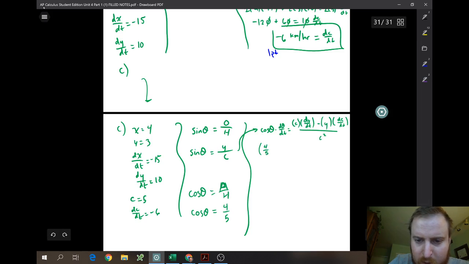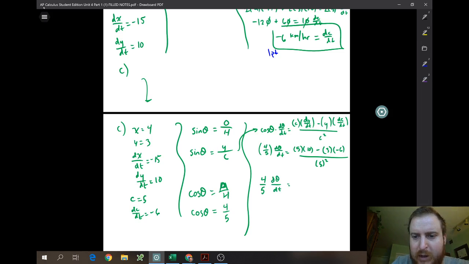So 4/5 for cosine theta, d theta dt, equals, for c we're going to plug in 5, dy dt we're going to plug in 10, minus y, we're going to plug in 3, dc dt was negative 6, that's my fault, all over 5 squared. So this is going to give us 4/5 times d theta dt equals, this is 50, and then plus 18, so that's 68 over 25.